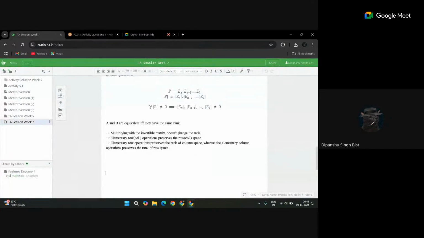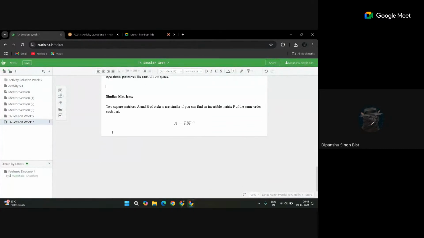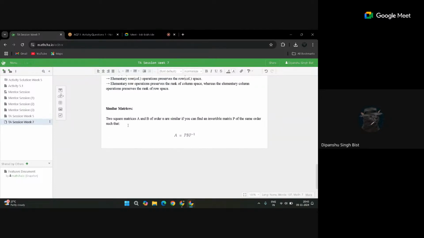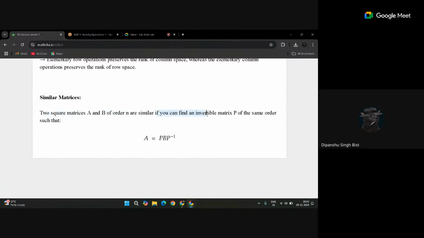So before that, maybe let's quickly finish the similar matrices as well, because I guess there are a few questions on similar matrices. So what are similar matrices? Two square matrices A and B of order n are similar if you can find an invertible matrix P of the same order such that A equals P B P inverse.